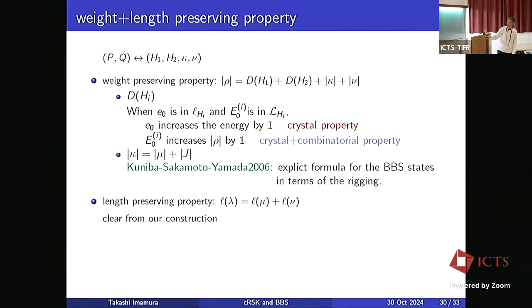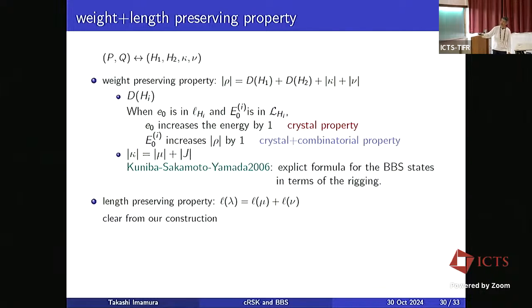When E0, the small e0, increases the energy by 1, this is a property of the leading map. And on the other hand, the capital E0 increases the internal shape by 1. So this type of correspondence has played an essential role to connect the energy and the combinatorial object.